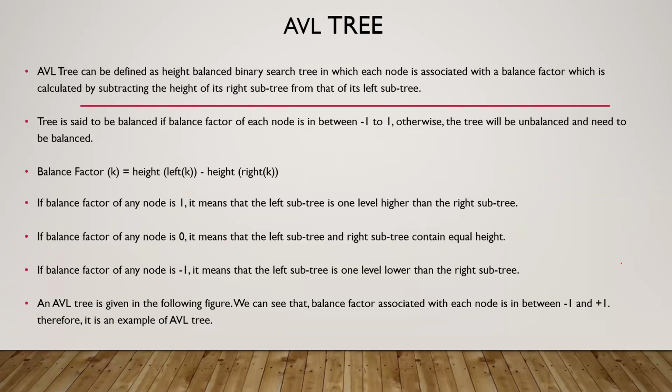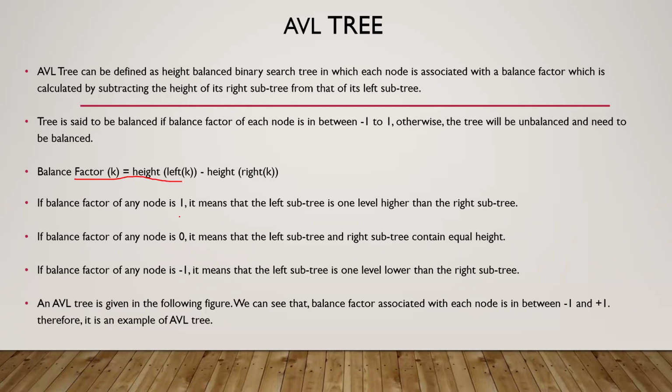What is an AVL tree? AVL can be defined as a height balanced binary search tree. It is the same thing as the binary search tree we have seen already, but it is a height balanced tree. That's all. The balance factor formula is: balance factor of k equals height of left of k minus height of right of k. For any node we can get 0, 1, or minus 1. If we get a value of 2, we have to balance it.